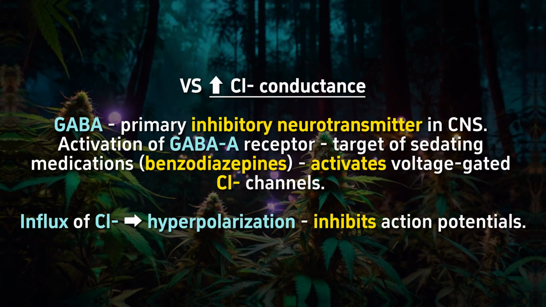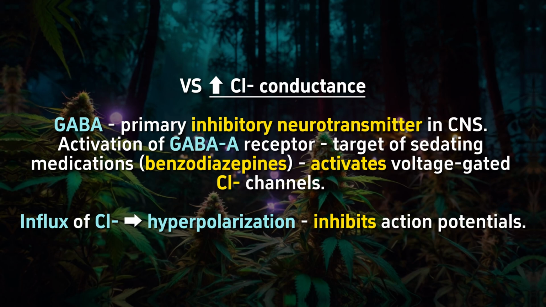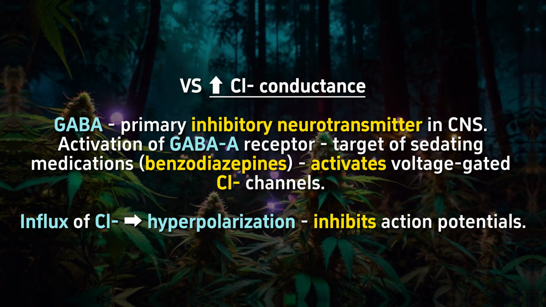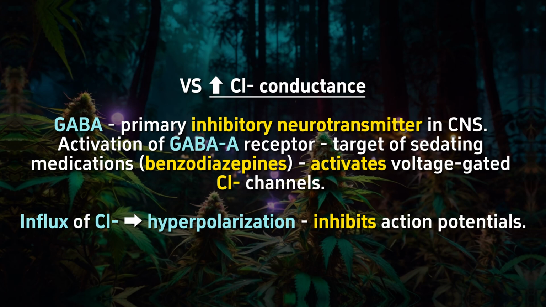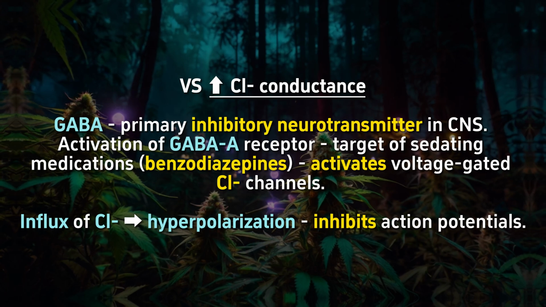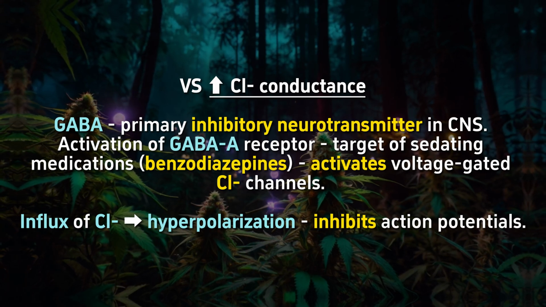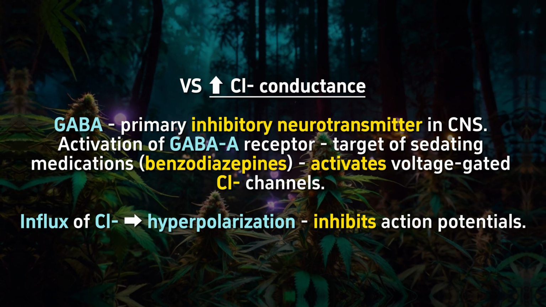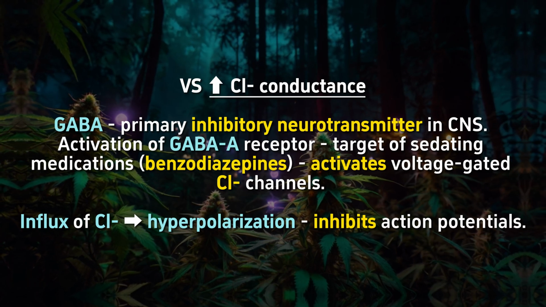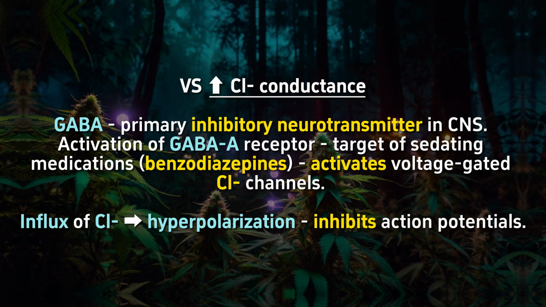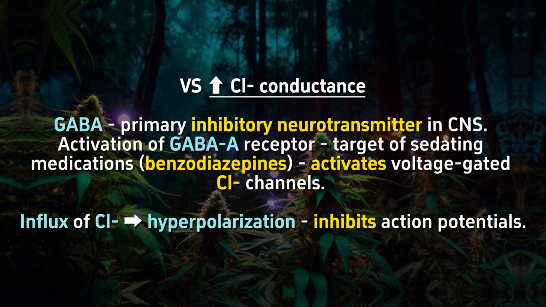GABA is the primary inhibitory neurotransmitter in the central nervous system. Activation of the GABA-A receptor, which is the target of some sedating medications, for example, benzodiazepines, activates chloride channels. The influx of chloride ions causes hyperpolarization, which inhibits action potentials.